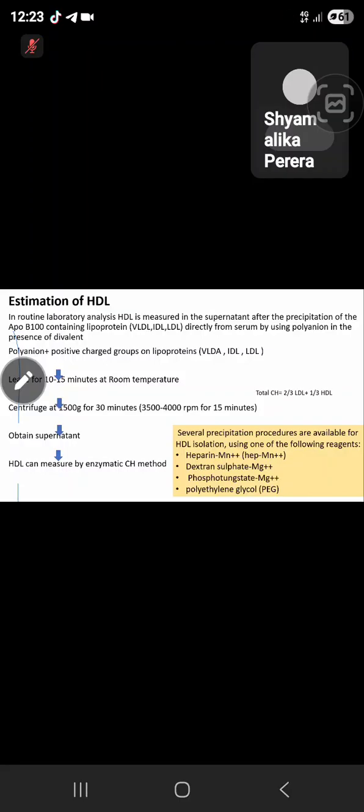For all the VLDL, IDL, and LDL molecules, you use substances like heparin, dextran sulfate, phosphotungstate, and polyethylene glycol to precipitate these lipoproteins other than HDL in your sample, to assess the HDL level. So for the HDL sample, serum is the preferable one. You can use 9 to 12 hours fasting, or non-fasting samples also. But most of the time in our country, HDL is assayed within the lipid profile analysis. Therefore, you have to ask the patient for 9 to 12 hours of fasting.